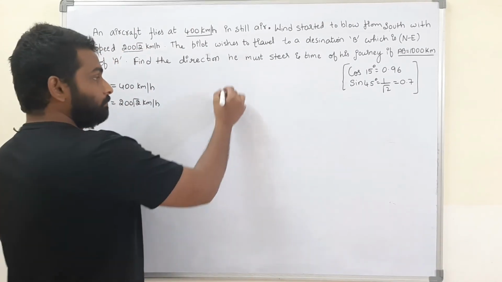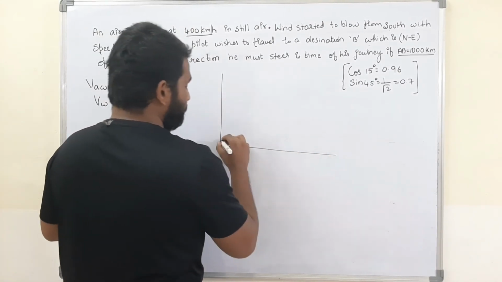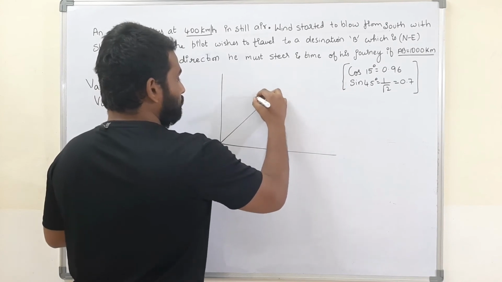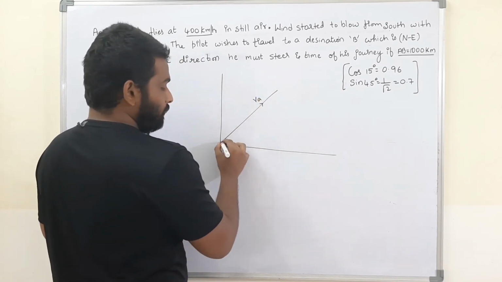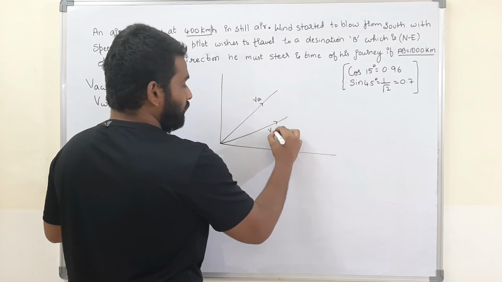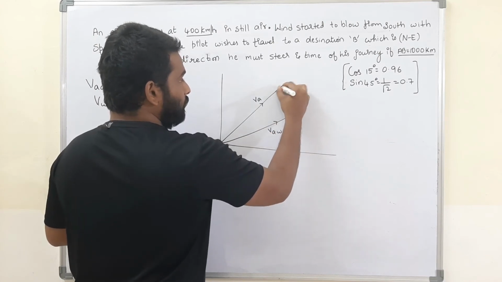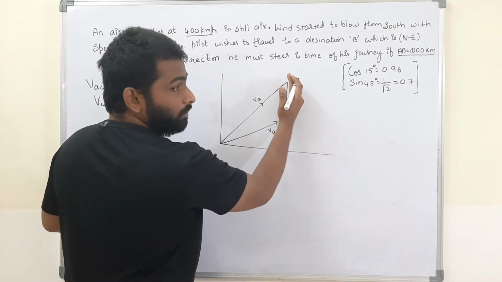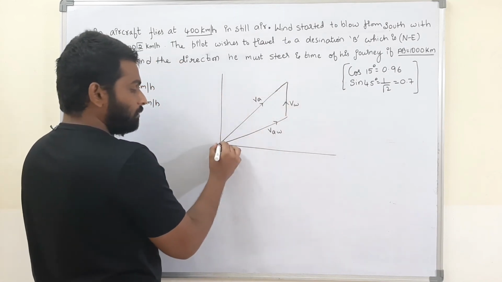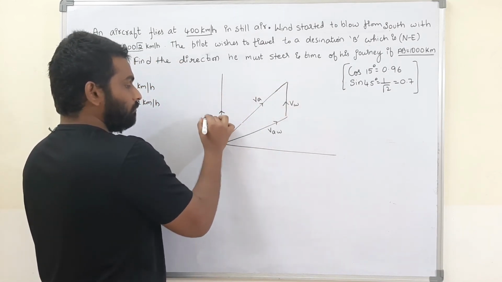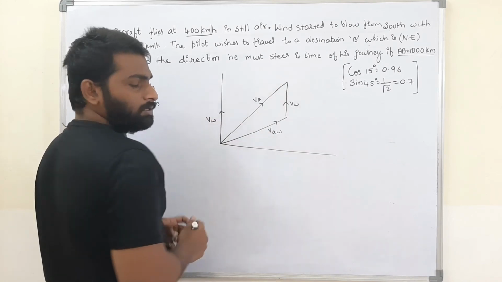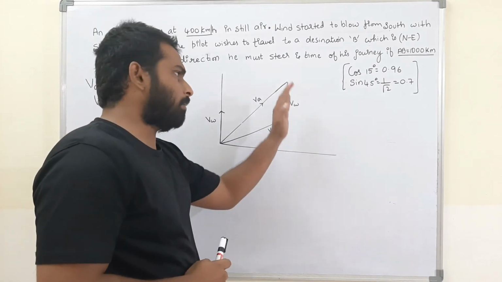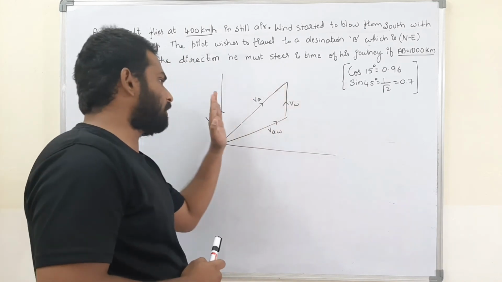See the problem. This is VA, and this is VAW, and this is VW. I am shifting this VW from here to here. That is nothing but VW. Right? I can shift, no problem. I can shift the vectors. I am shifting this VW vector from here to here.